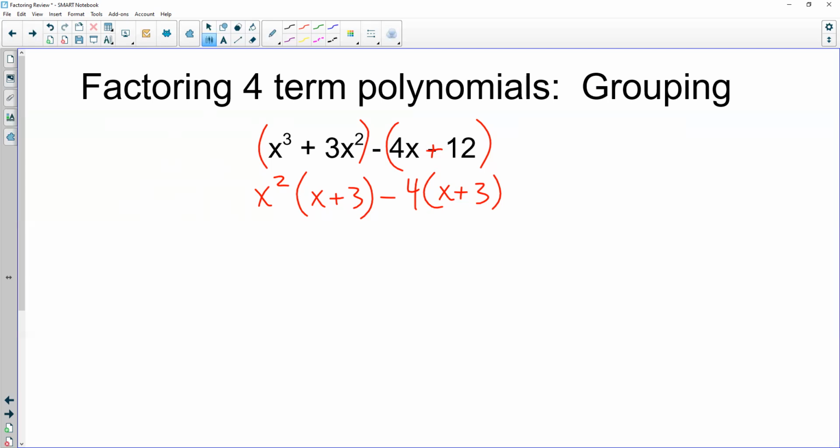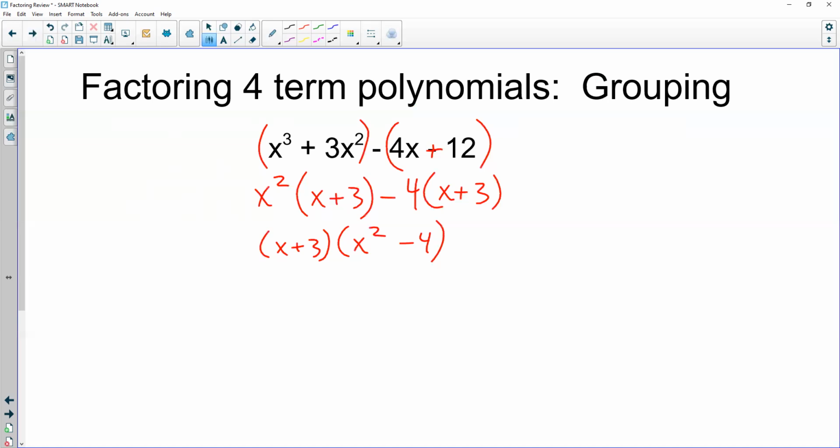So kind of like our first step, when we factor out a common monomial, we're going to factor out the x plus 3 because it's in both terms. Now, after we do that, what are we left with? We have the x squared from the first group, and we have a minus 4 from the second group. Hopefully that pattern looks very familiar to you.